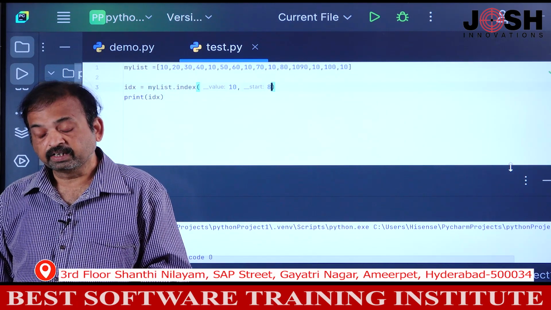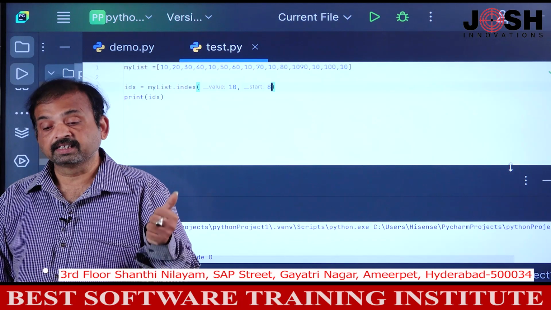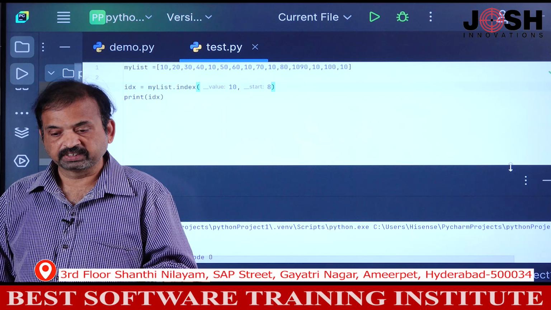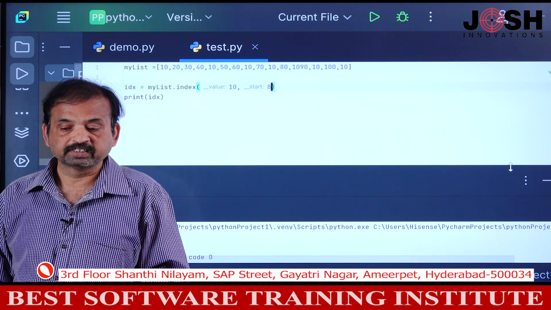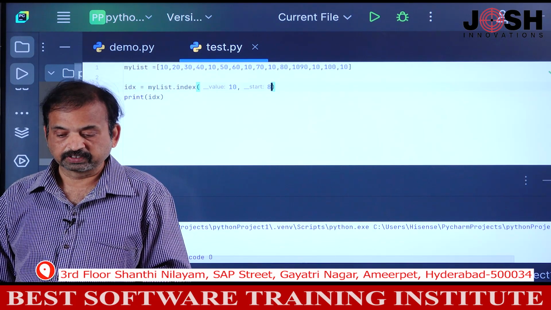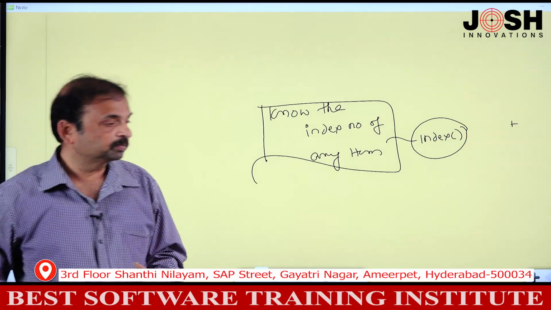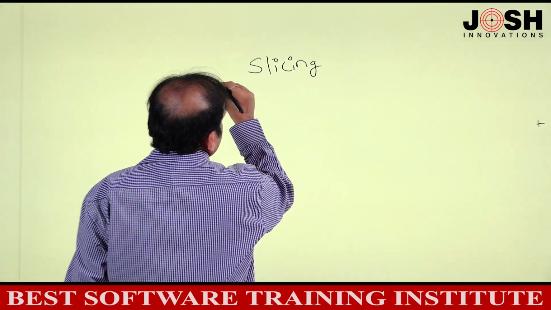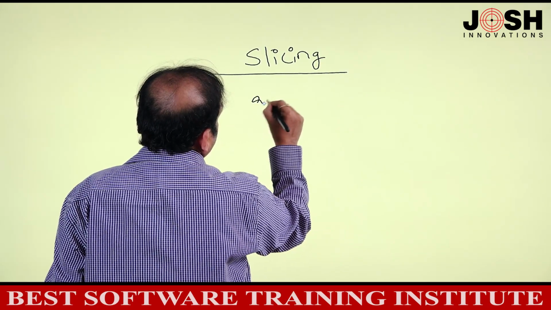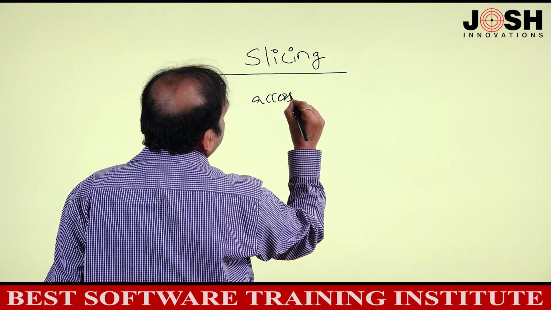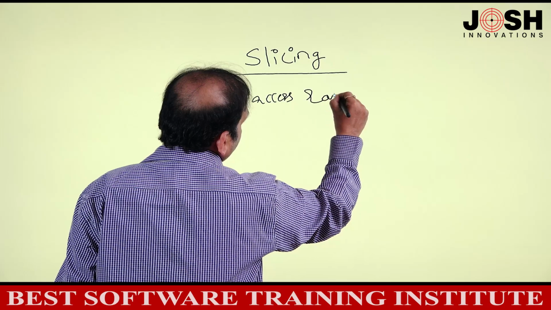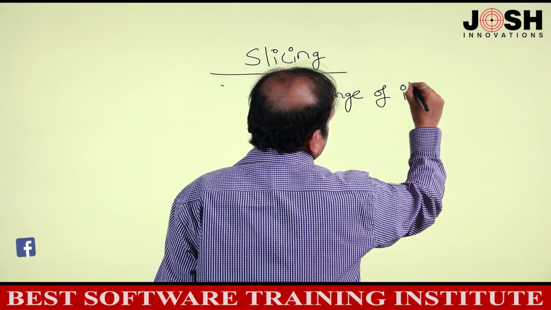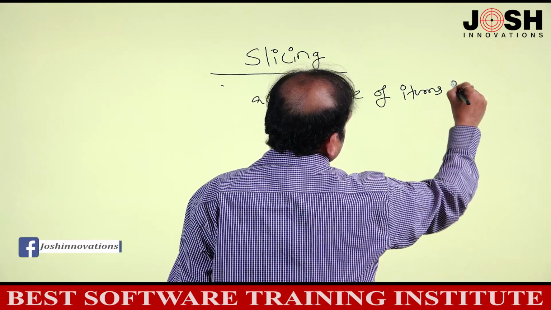Yes, we understand how to access a single item, positive indexing, negative indexing using the len function. If you have multiples, how to find the index number. We discussed all this. Now the next concept is called slicing. We use slicing when you want to access a range of items from the list.